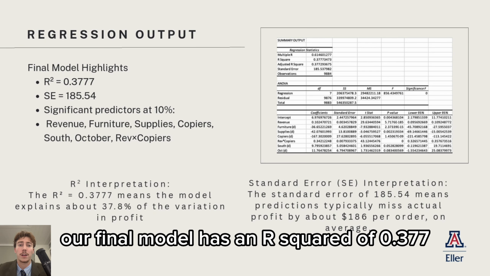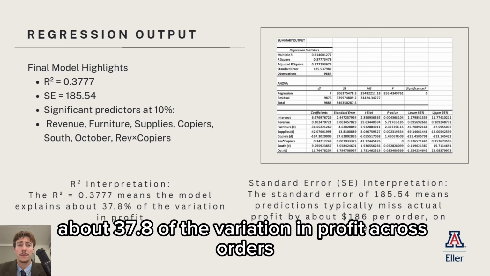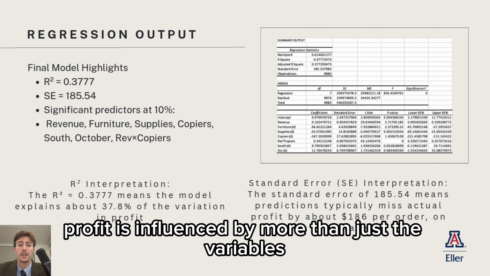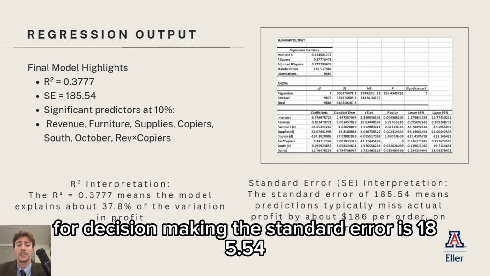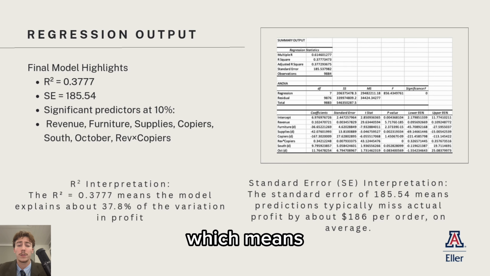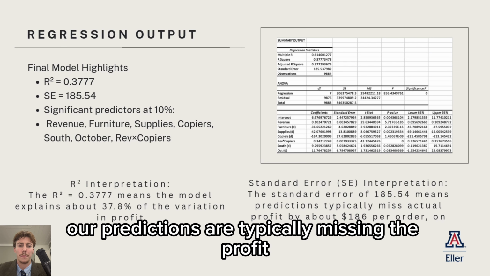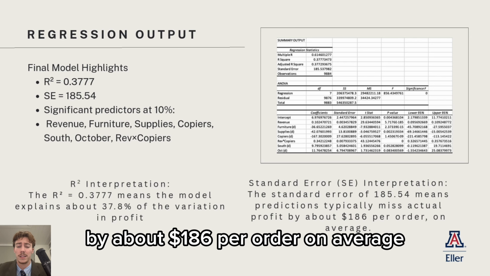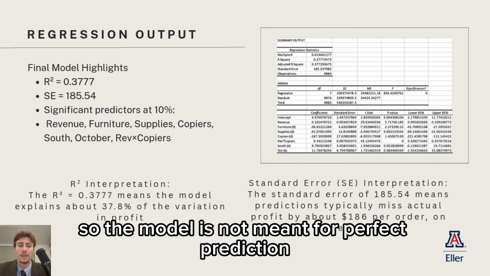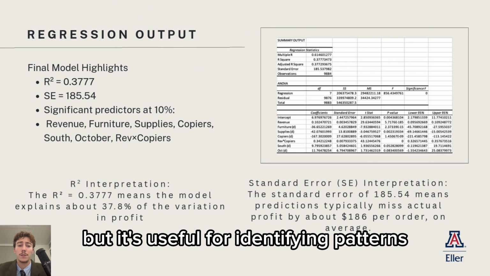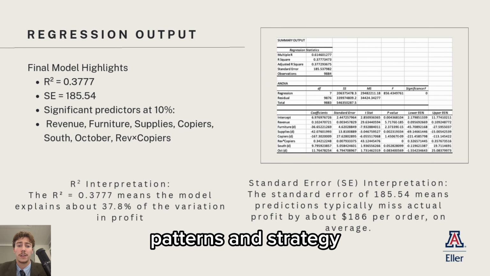Our final model has an R squared of 0.377, meaning it explains about 37.7% of the variation in profit across orders. That tells us profit is influenced by more than just the variables in our model, but we still capture meaningful drivers for decision making. The standard error is 185.54, which means our predictions are typically missing the profit by about $186 per order on average. So the model is not meant for perfect prediction, but it's useful for identifying patterns and strategy.